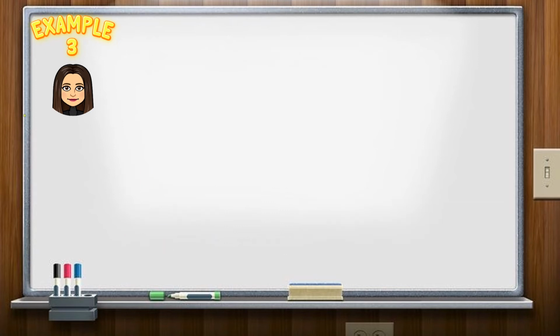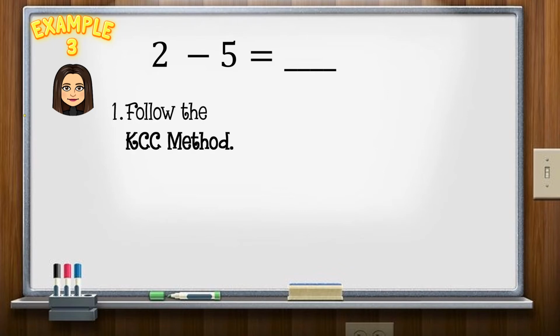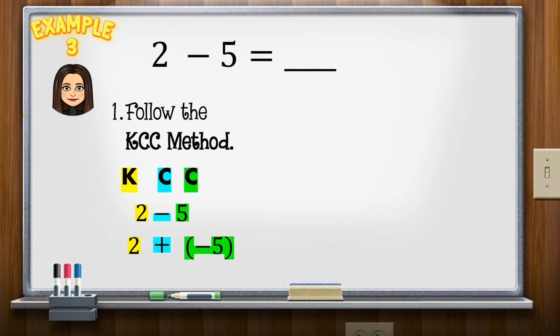Next, example number 3, we have 2 minus 5. Following the KCC method, keep the sign of the minuend, so keep it as positive 2. C, change the sign of the operation into addition. So from minus sign, it becomes plus sign. Then change the sign of the subtrahend from positive 5, becoming -5.